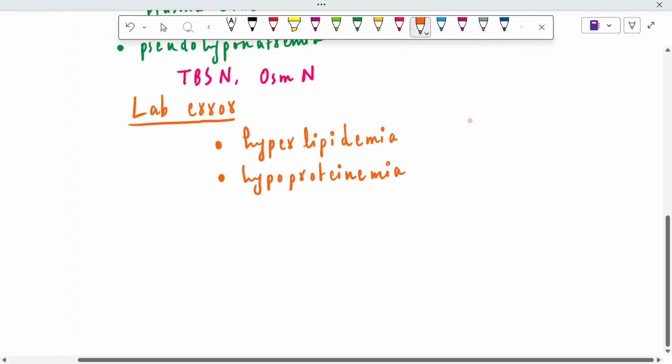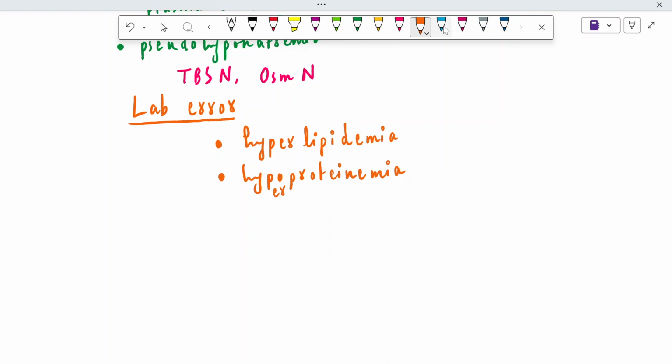Hyperproteinemia, it's not hypo, it's hyper. So it's hyperproteinemia. What is the example for hyperproteinemia? It's the paraproteins. Paraproteins are formed in this condition, and another type of protein formed in hyperproteinemia is the Bence-Jones proteins. But why are these proteins being formed?